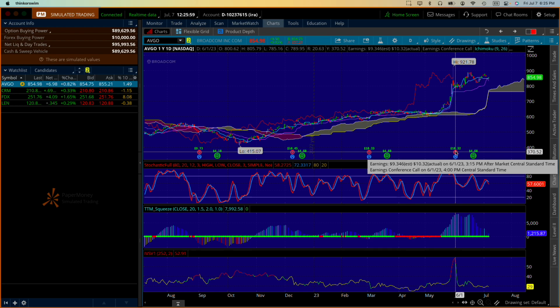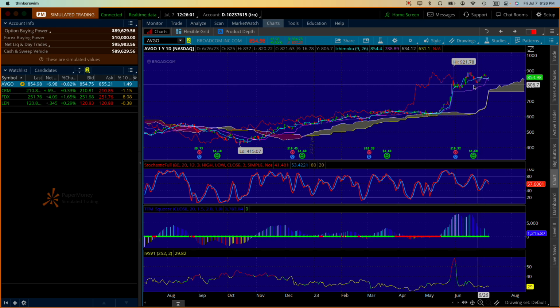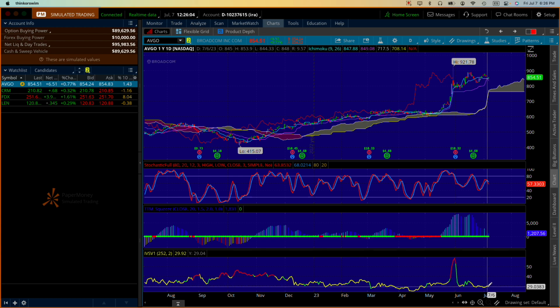AVGO reported earnings. The stock really went up, but then went sideways. The volatility is declining now. Any of these 4 trades could be good, so let's go alphabetically. Would I trade this?